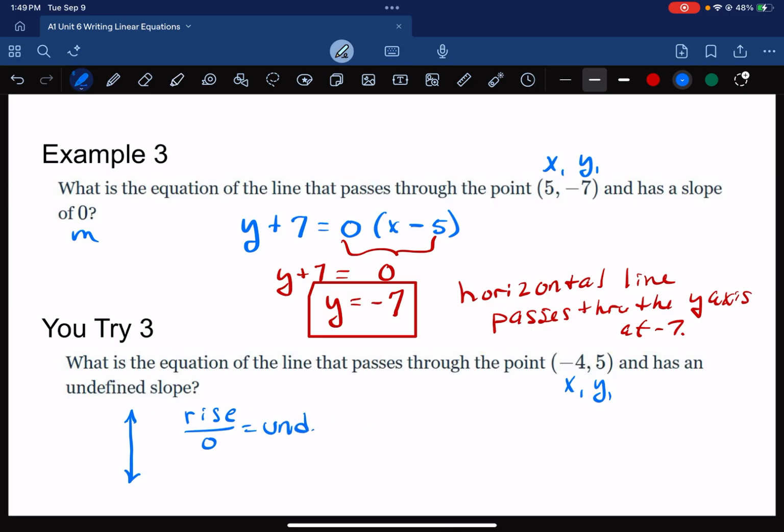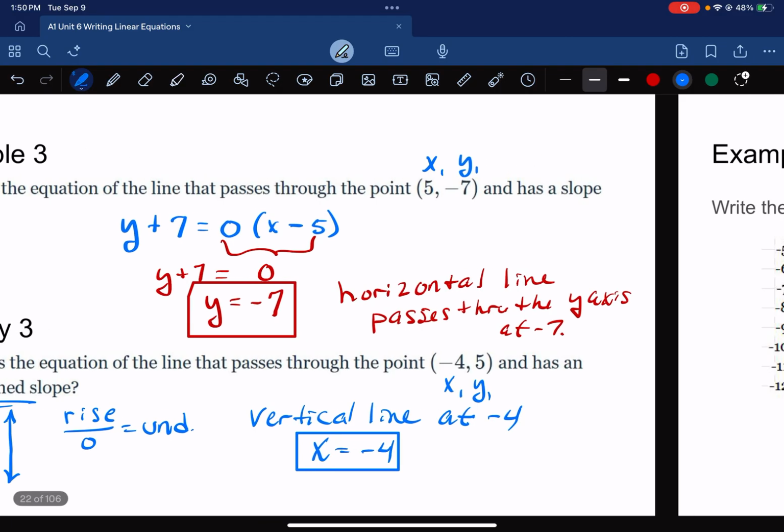And so this is simply a vertical line, which is an x equals, and it passes through at negative 4. So it's just x equals negative 4. Okay? So when you see 0 slope and undefined slope, you know something's going on, right? Kind of tips you off there.